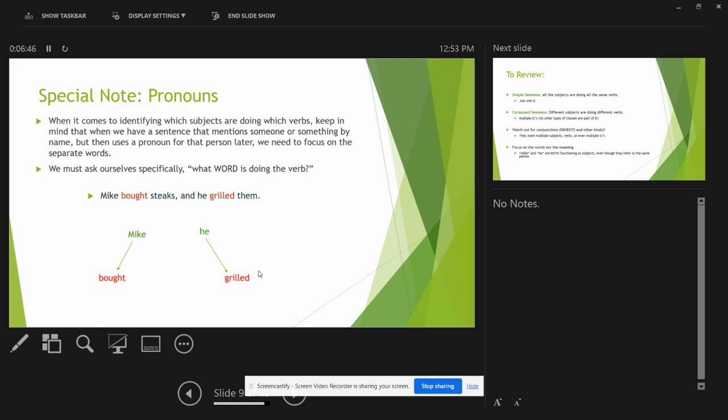So this is a compound sentence. All right. We have two different subjects, okay? Two different, or what I should say is two different words, that are functioning as subjects. And each of these subjects is acting upon a different verb. Mike bought, he grilled. Okay, again, so when it comes to grammar, focus on the separate words rather than the meaning. Okay, so if we ask who did this or what did this, focus on the word. Okay, Mike bought, he grilled.